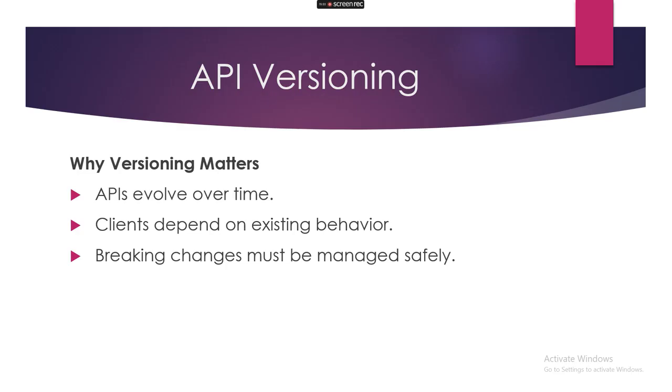Versioning is very essential because in today's world, APIs evolve over time, right? So clients are dependent on existing behavior. Things change, and some clients would have already implemented the existing behavior of that particular API. So you don't want to make an update that breaks changes. When you do that, you want to make sure that you manage those breaking changes very safely, right?